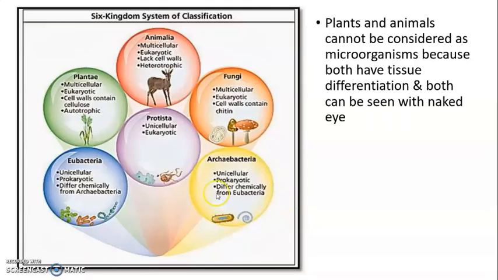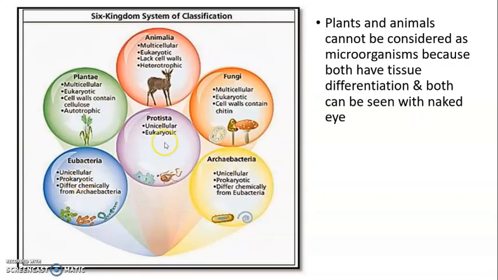Now we're going to get into the classification of microorganisms. But before we do, the general knowledge is that all living things in this world are divided into 6 different kingdoms as illustrated in this figure here.